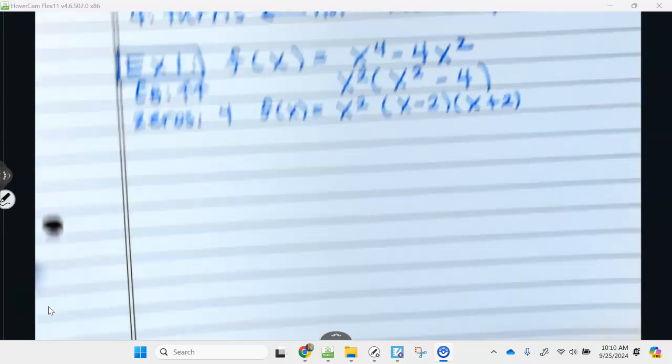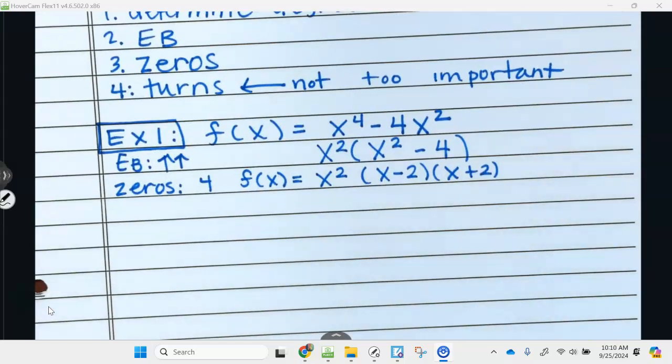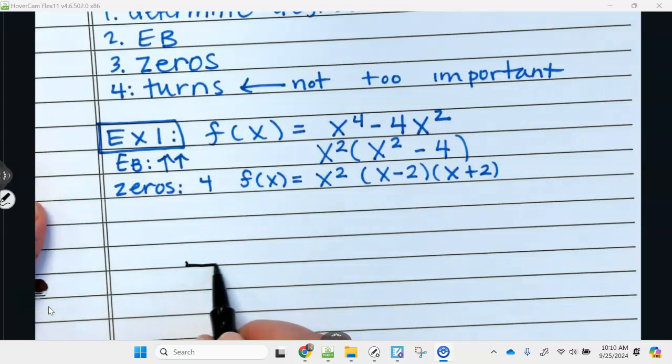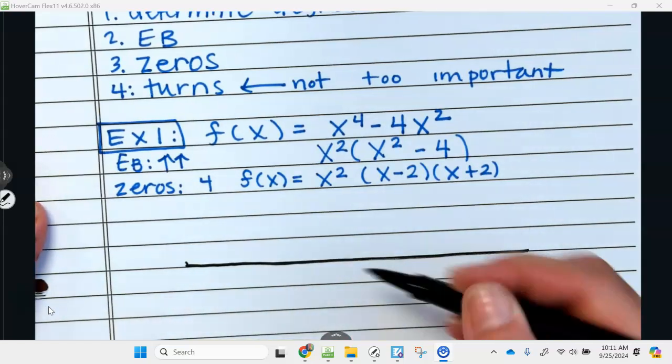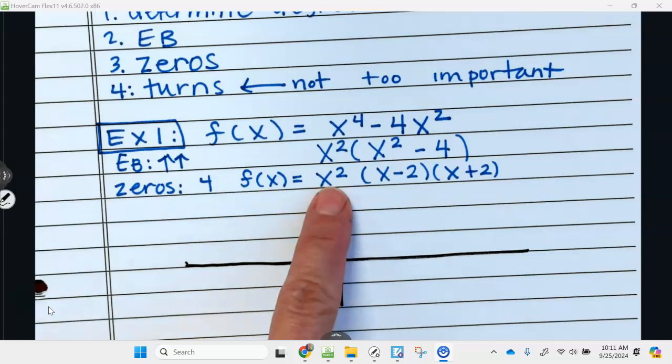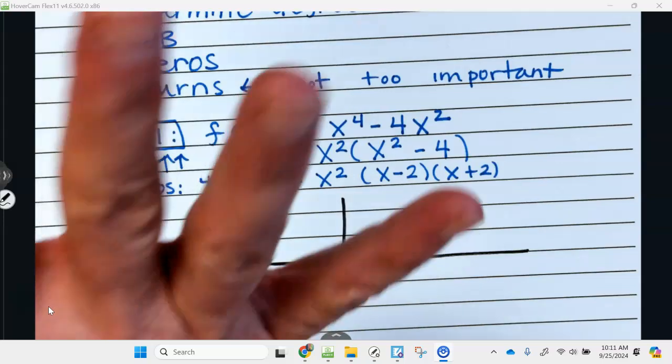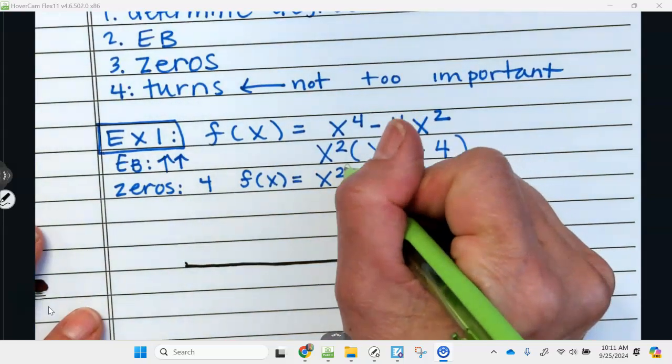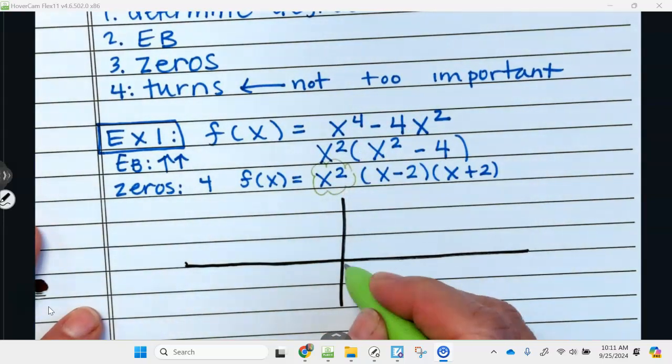So when we go to plot this stuff, we're really focused on the x-axis. So make your x-axis really long. Y-axis, not so much. All right, so we have a x-intercept, and I'm going to color code these for the first time. We have an x-intercept at 0.